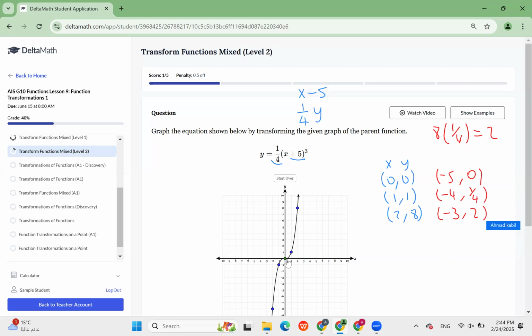So first, the green point goes to minus 5 and 0. Then the second blue point goes to negative 3 and 2, which is right here. And we're done.